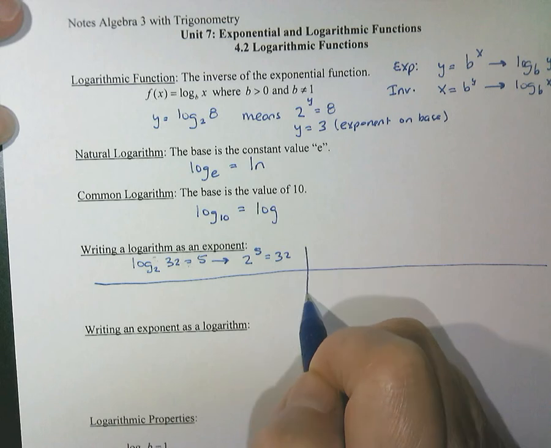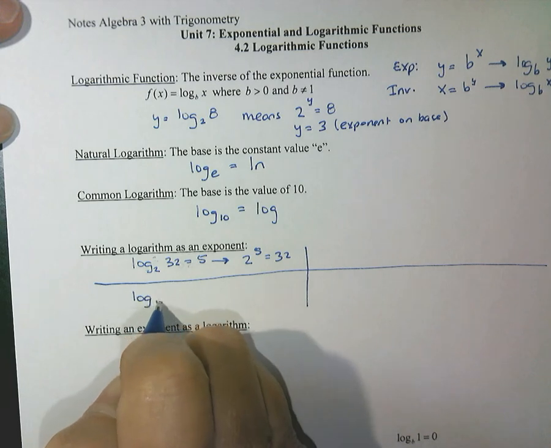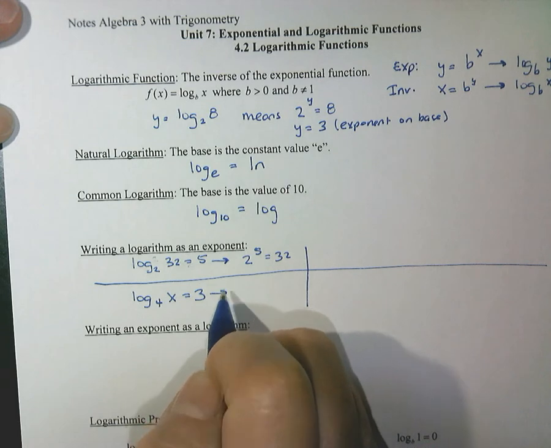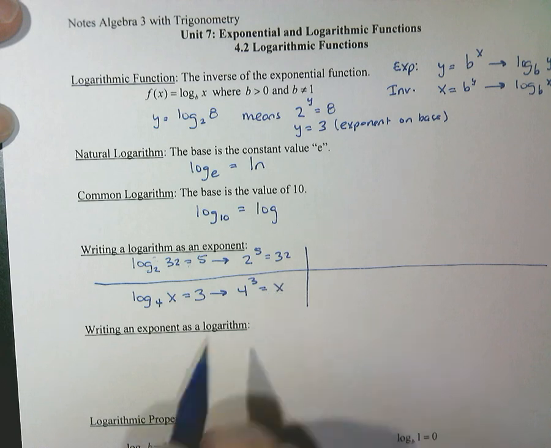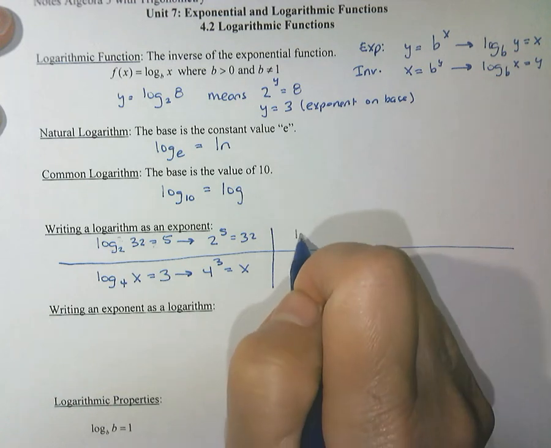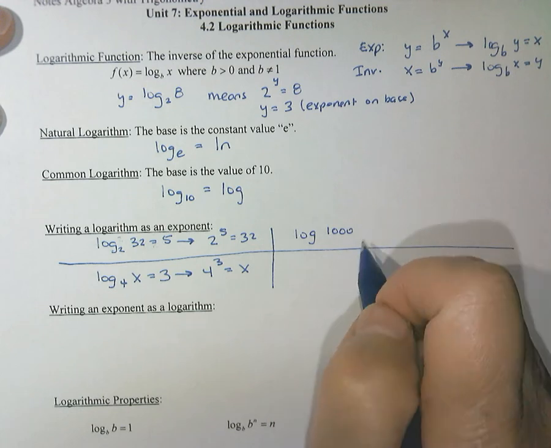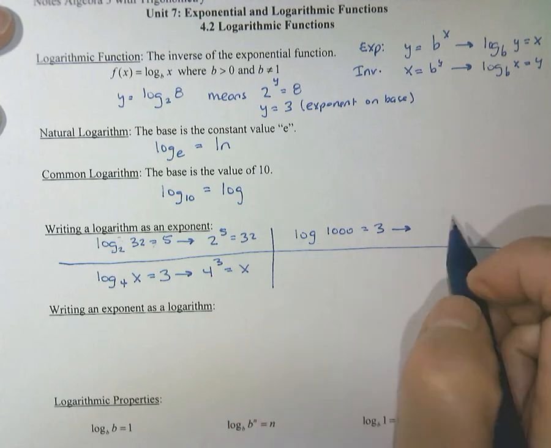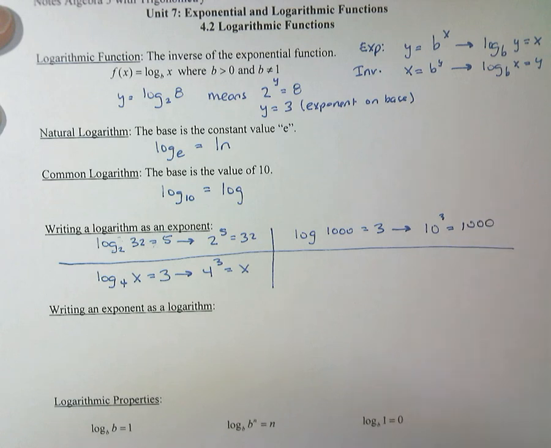I'm going to do a few examples here, and it's going to look messy if I don't put these lines here. If I had log base 4 of x equals 3, if I wrote it as an exponent, the base is 4, the exponent is 3, and it's equal to x. If I use a common logarithm, log of 1000 equals 3, I don't write the base 10, but I have to write it as an exponent: 10 to the 3rd power equals 1000.